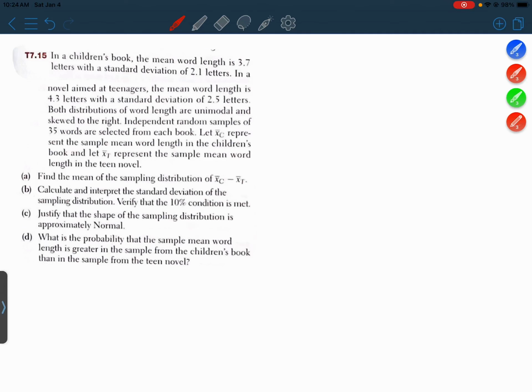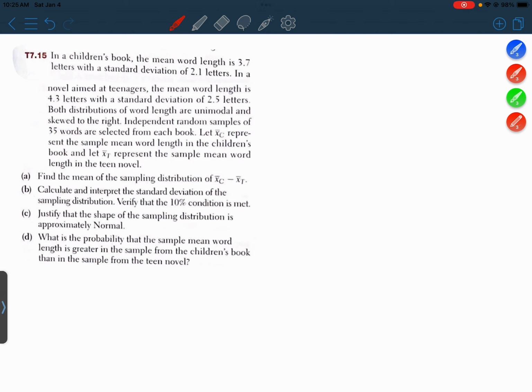T7.15. In a children's book, the mean word length is 3.7 letters with a standard deviation of 2.1 letters. In a novel aimed at teenagers, the mean word length is 4.3 letters with a standard deviation of 2.5 letters. Both distributions of word length are unimodal and skewed to the right. Independent random samples of 35 words are selected from each book. Let X bar C represent the sample mean word length in the children's book, and let X bar T represent the sample mean word length in the teen novel.